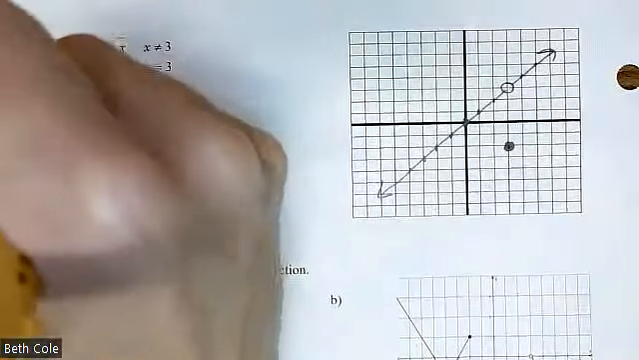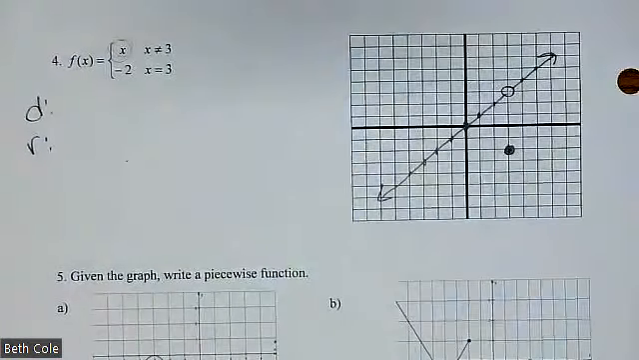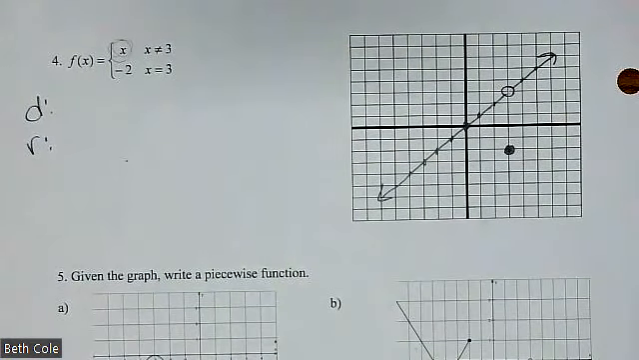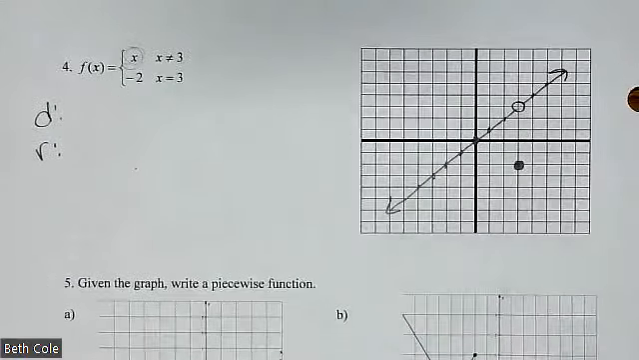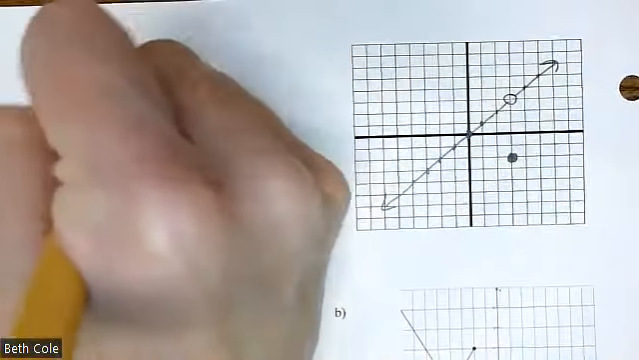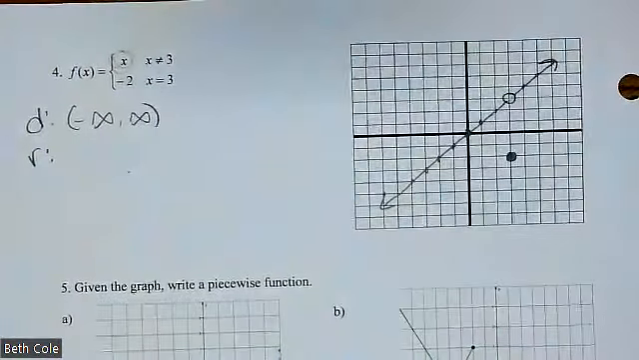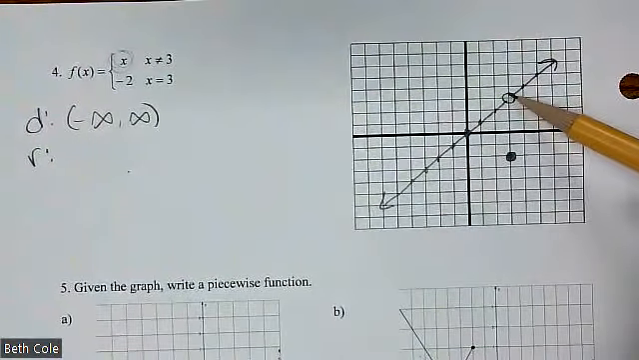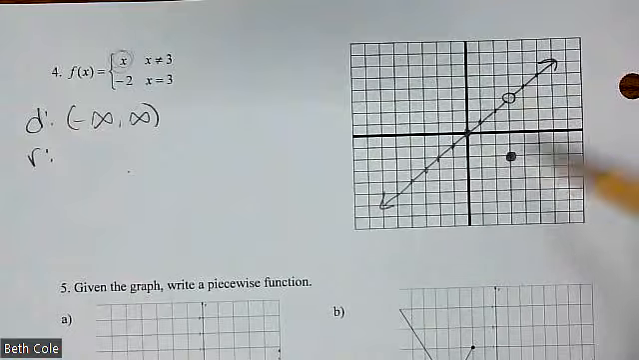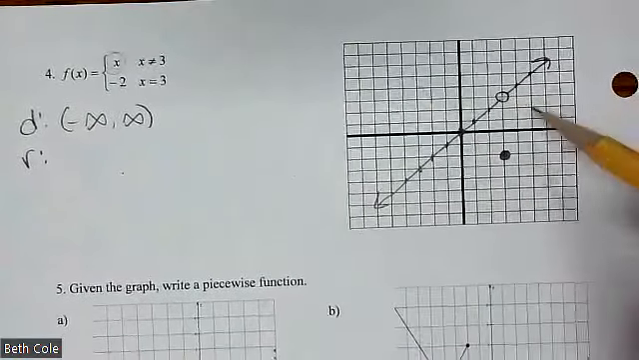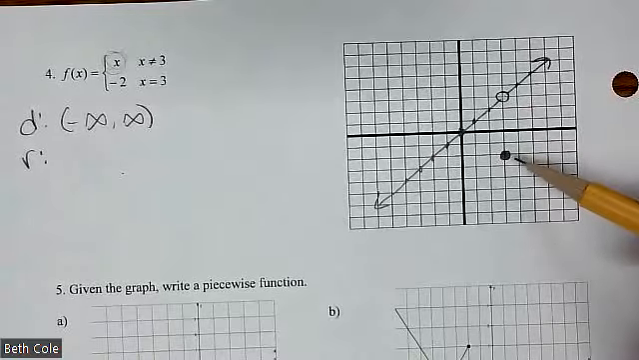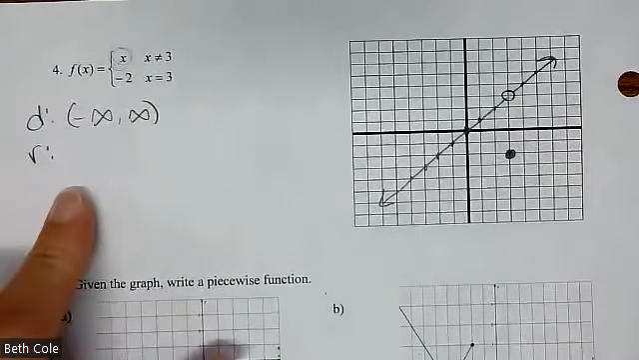And so we're going to do the same 3 things. So what do you think for domain, left to right? Yep, all reals. We got everything. I know it kind of doesn't look like it, but where that open circle is, we still have that point. So as you go left to right, you didn't miss out on anything. So you still got that point. It's just somewhere else.